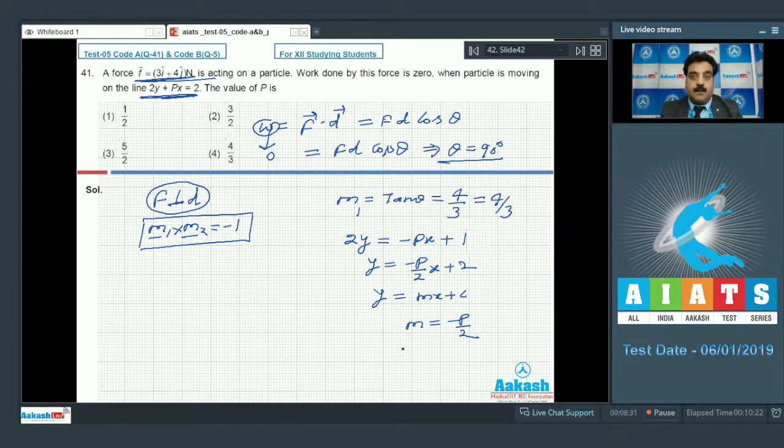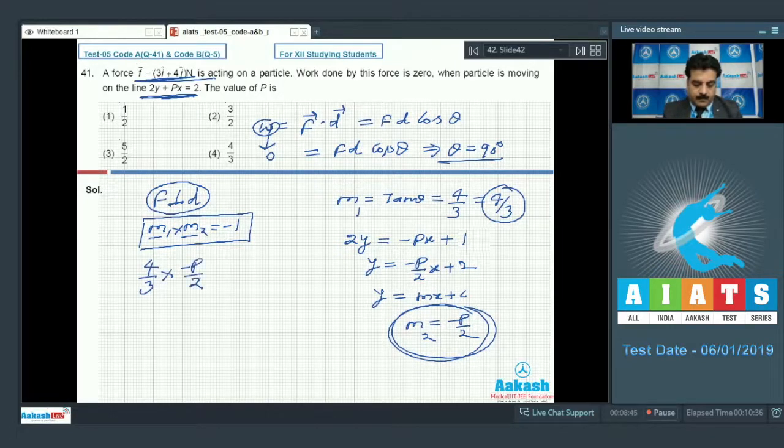So now we have the value of m1 is 4 by 3, m2 is minus p by 2. If I place them here, 4 by 3 into minus p by 2 is equal to minus 1. So minus minus will cancel out, 2 2s are 4. So we have p is equal to 3 by 2. So this is what I was trying to calculate, and I can say option number 2 will be the right choice. Let's move on to question number 42.